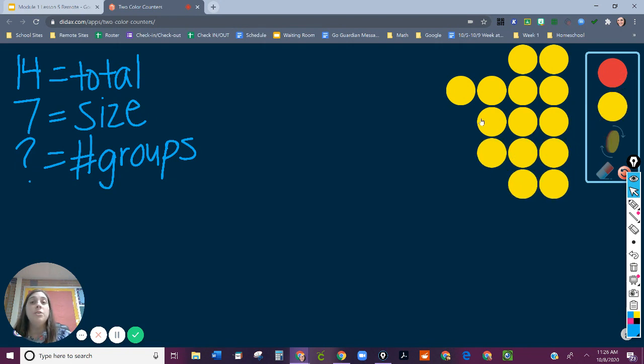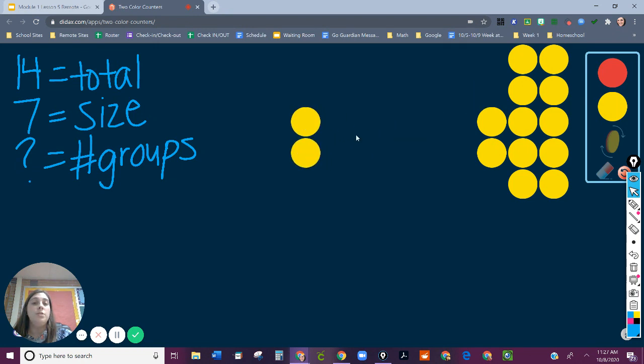I'm going to double check my work. 1, 2, 3, 4, 5, 6, 7, 8, 9, 10, 11, 12, 13, 14. Okay, I have 14 counters. I have my total. Now I need to make the groups of 7. Okay, the size of my group is 7, so each group will have 7 counters.